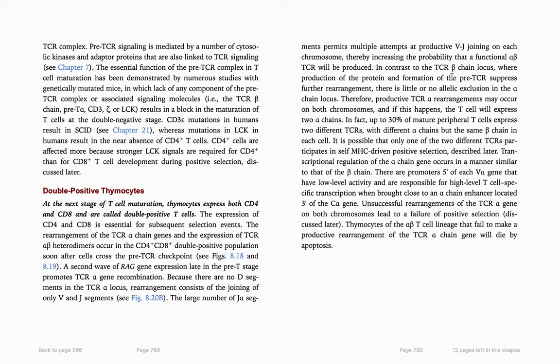In contrast to the T cell receptor beta chain locus, where production of the protein and the formation of the pre-T cell receptor suppress further rearrangement, there is little or no allelic exclusion in the alpha chain locus.